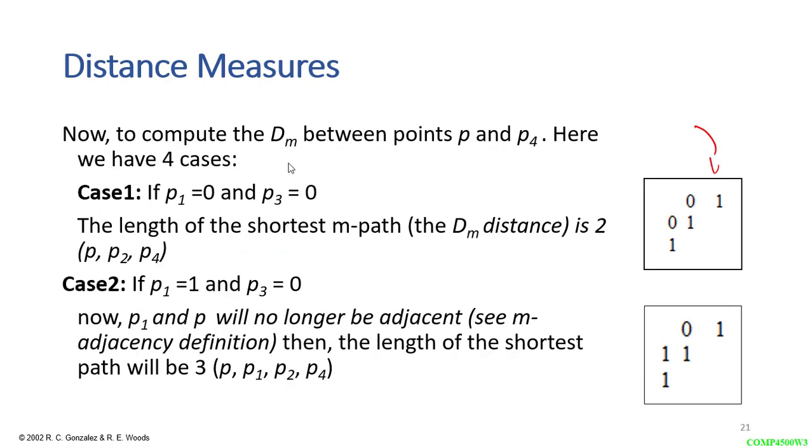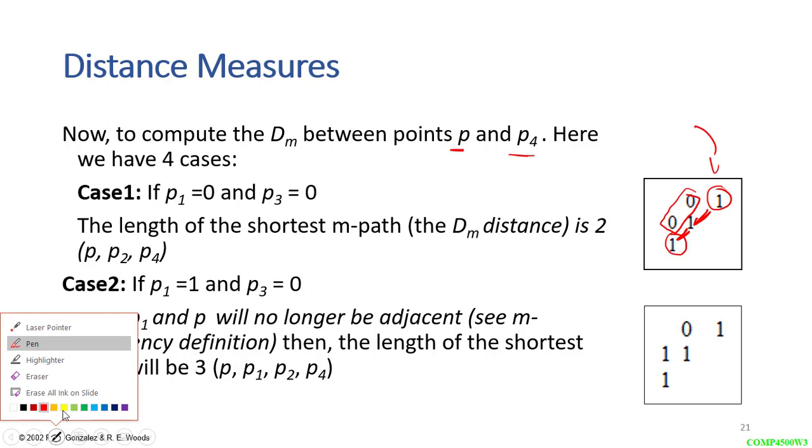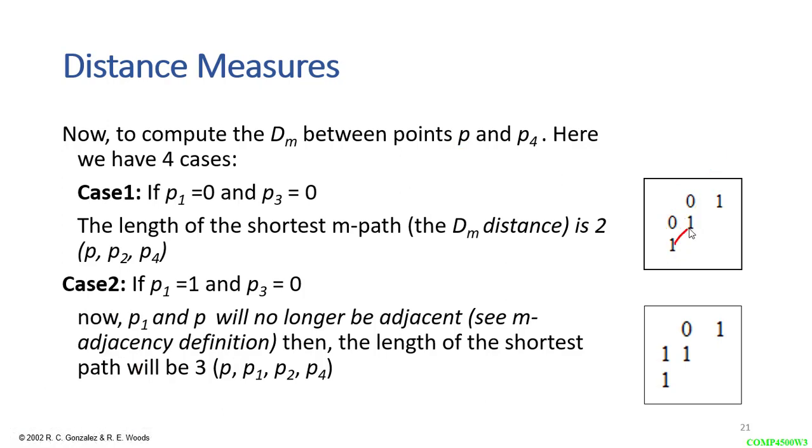Now, to compute the distance DM between points P and P4, where P and P4 are these two values, we have four cases. Case one: if P1 is equal to 0 and P3 is equal to 0, which are these two here, the length of the shortest path DM is equal to 2. So this is 1 and this is 2. So the length is equal to 2.